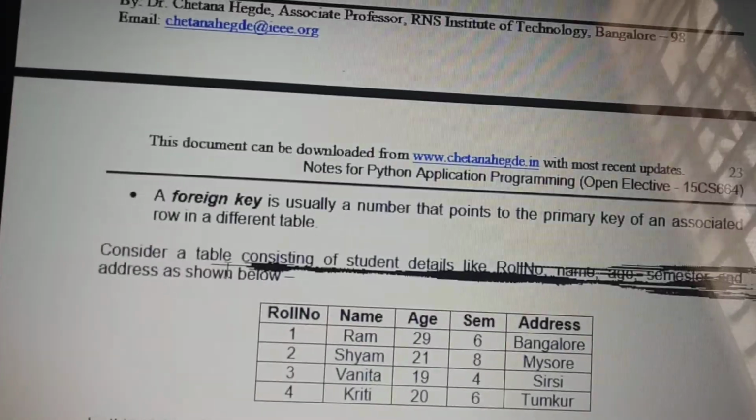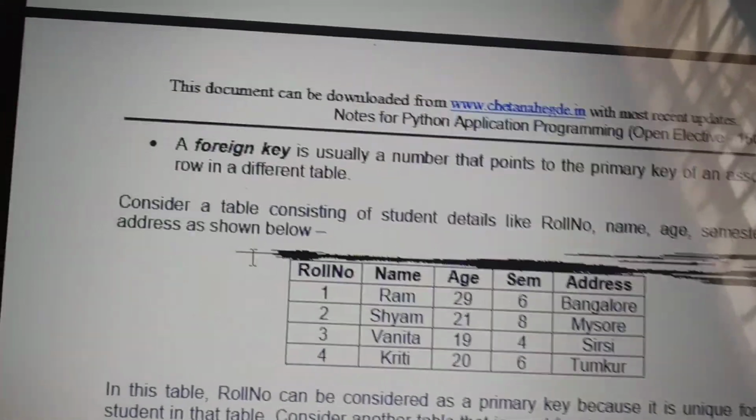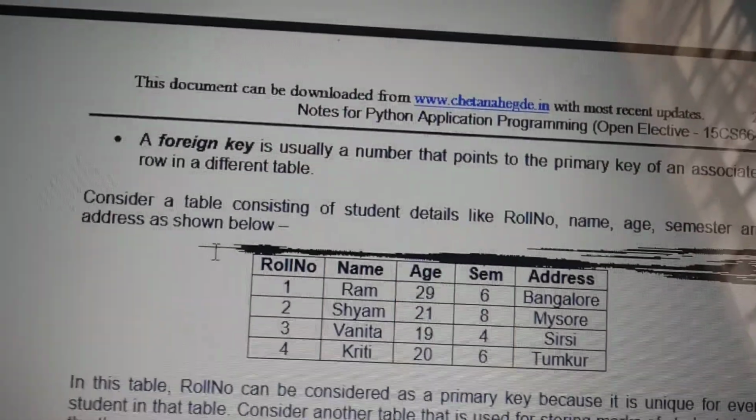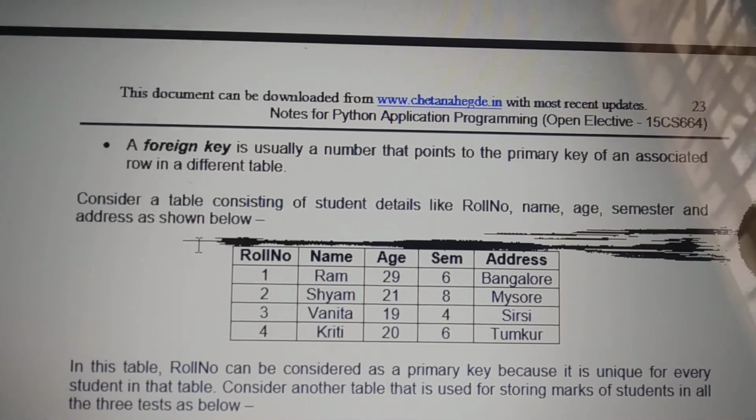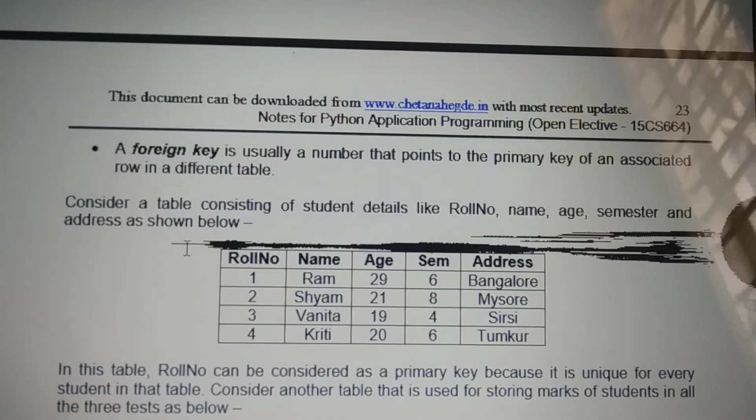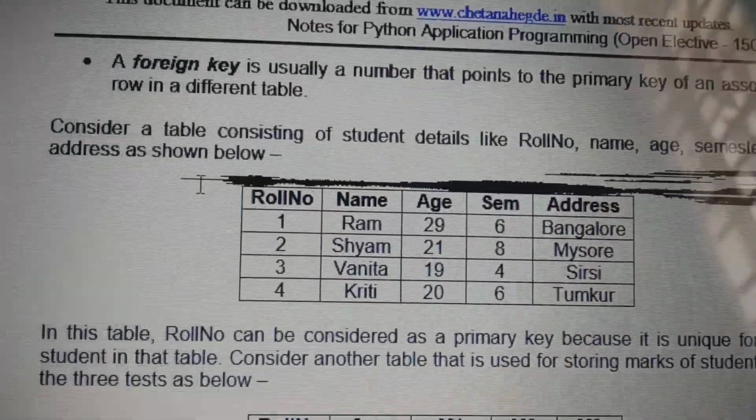Next is a foreign key. What is a foreign key? A foreign key is usually a number. Like the primary key, a foreign key is a number that points to the primary key of an associated row in a different table.